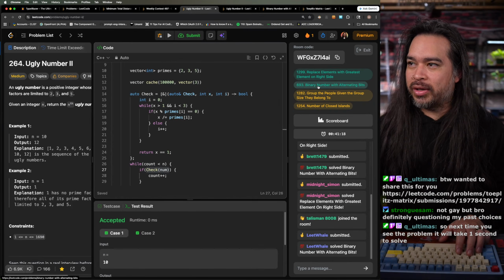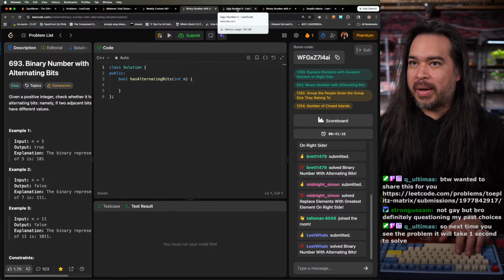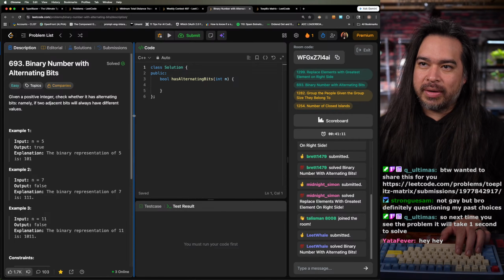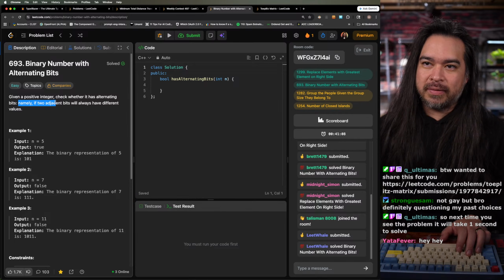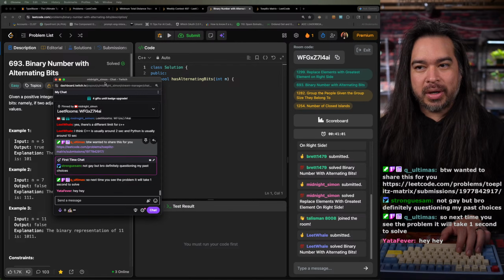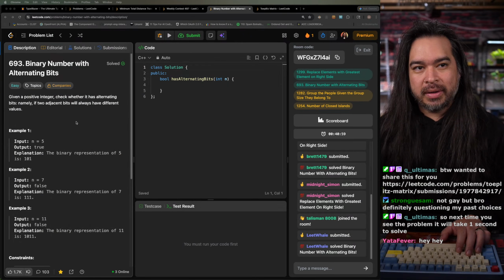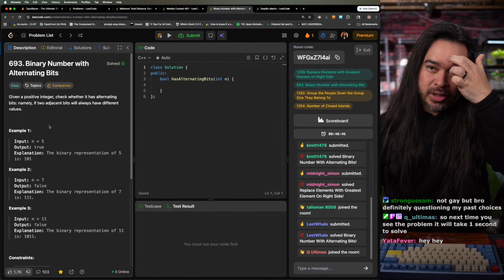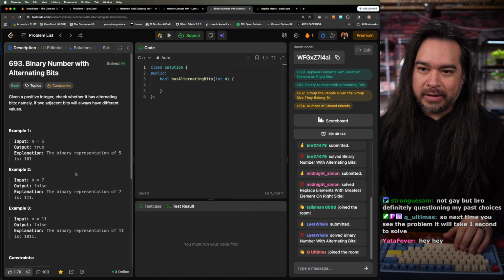All right, what we got? We got Q2. Binary number with alternating bits. Given a positive integer, check whether it has alternating bits, namely if two adjacent bits will always have different values. Yata Fever, welcome to the party. How are you doing? Wait, what? Alternating bits, I see. All right, how can we check that the bits are alternating?